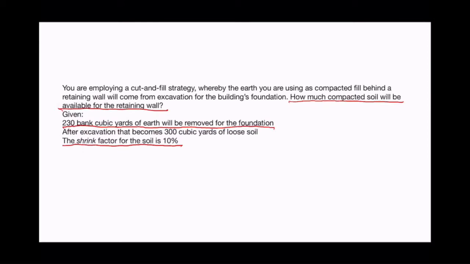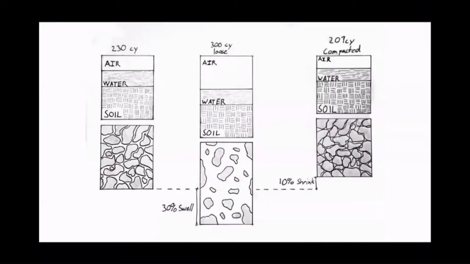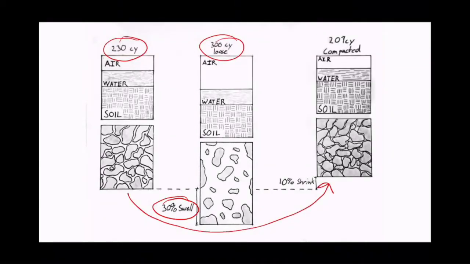I'll give you 2 minutes, go. All right, so what do we got? Well, again, we're starting with 230 cubic yards. When we pile that high on the site, waiting for it to be brought down to the retaining wall, we're going to have 300 cubic yards of loose soil, so that's a 30% swell factor. But when we go from here to here, which is always how we measure swell and shrink, we always start with the bank measurement, and that's our reference. So we can talk about swell, or we can talk about shrink.